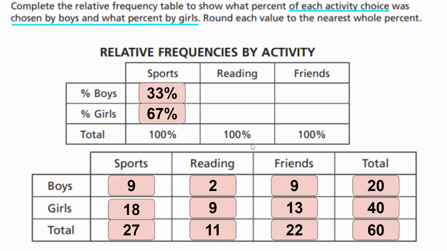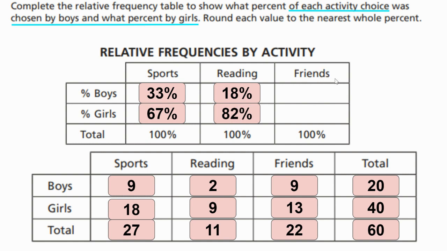And then if we do the same thing for reading, out of our total, 100%. So everyone that was surveyed that responded yes for reading, out of the 11, 2 out of 11 is what percent? So that would be 18%. 18% of the 11, so 2 out of 11, responded that reading was their favorite activity. So what I do is I divide 2 divided by 11 to get 0.18 rounded. And then 9 out of the 11 gave us the 82%. So 82% of the people that liked reading were girls.